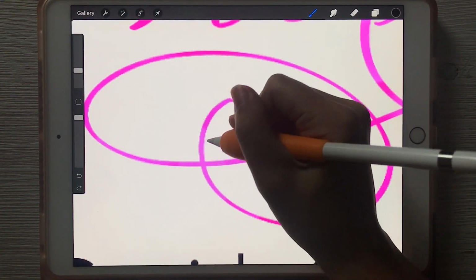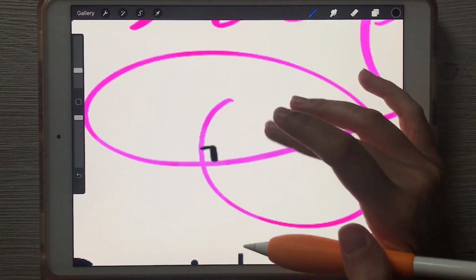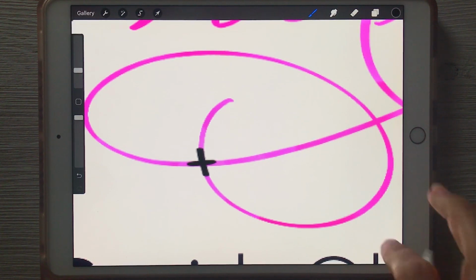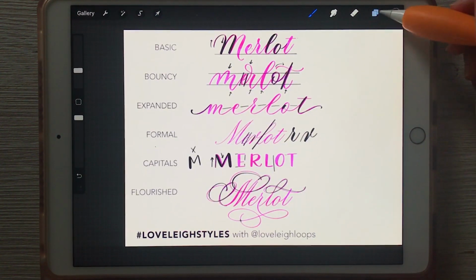So in this example here, you can see we have approximately 90-degree angle. Like if you just look right where they connect, it almost looks like a plus sign. So that was an overview of each of these styles.